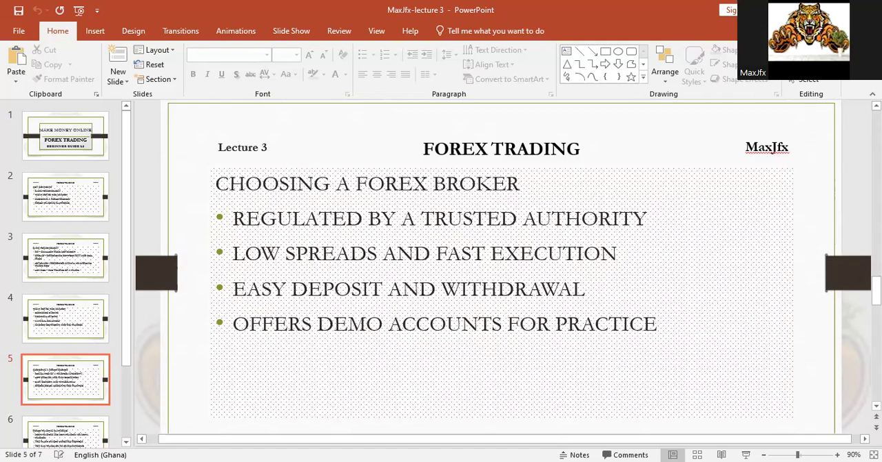We also want a broker who offers easy deposit and withdrawal. We don't want a situation where we deposit and we can't withdraw. We want to deposit, withdraw our profit, and enjoy our profits.